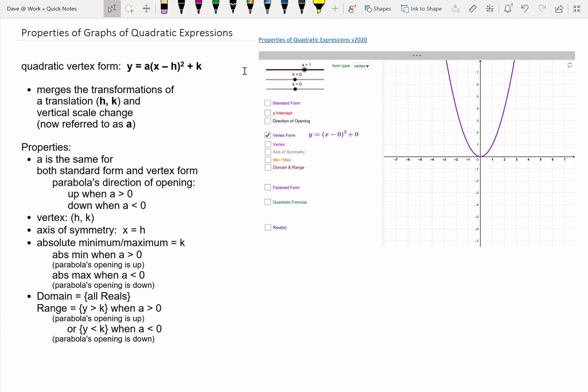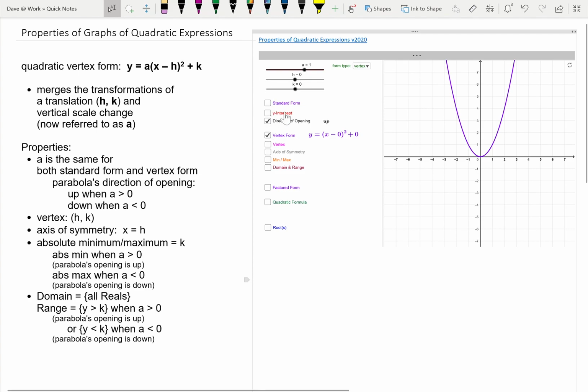Now, in advanced algebra, we used to refer to the vertical scale change factor as the letter b. We're going to change it to the letter a for a couple of reasons. One, it's a little bit more traditional, and more importantly, two, the value of a will now be the exact same value of a that was also used in the standard form. So literally, ax squared and a times the quantity x minus h quantity squared can share the same property.